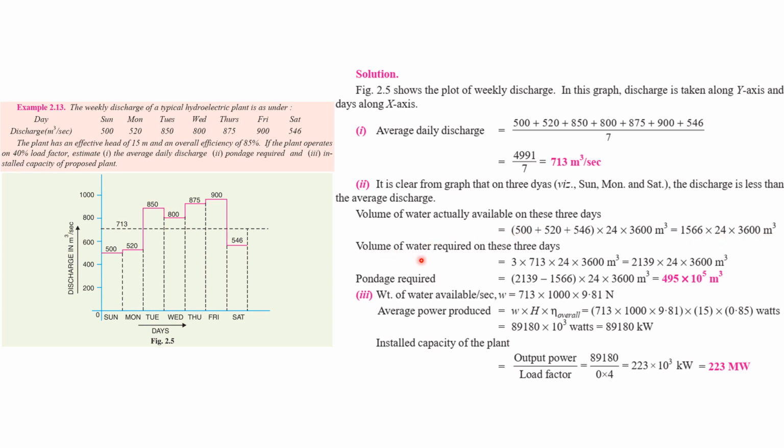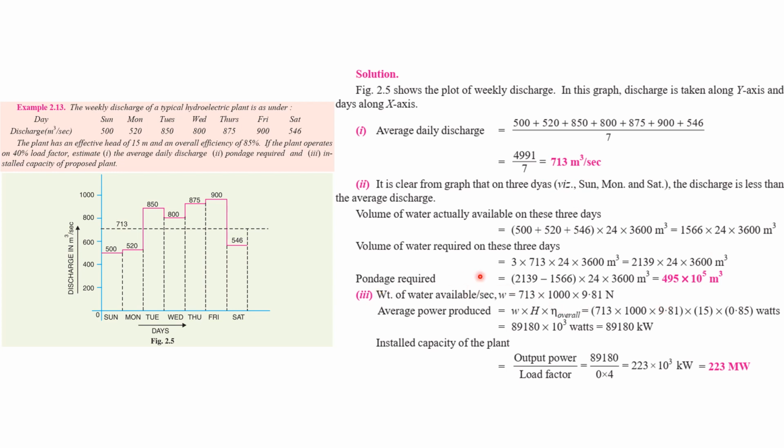So the volume of water required on these days is average discharge multiplied by 24 multiplied by 3600, and multiplied by 3 because of the 3 days. So 3 into 24 into 3600 into 713 gives you 2139 into 24 into 3600 meter cube. This is the volume which is required on these days to produce power at the average discharge rate.